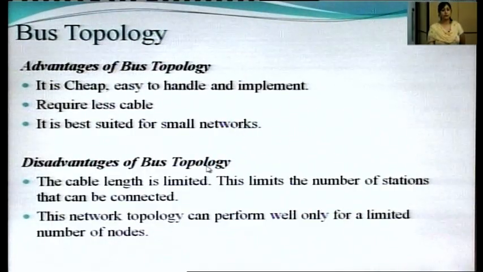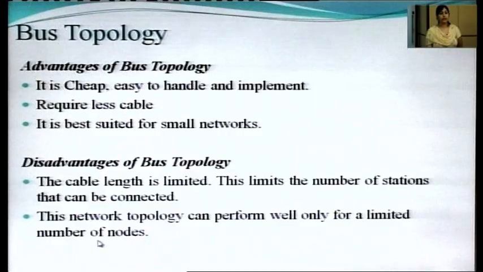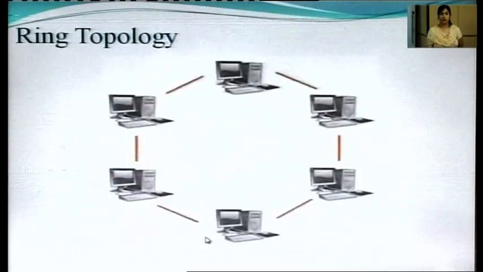Disadvantages of bus topology. Obviously, every topology has its own advantages and disadvantages. It depends upon the user which topology is used. A disadvantage of the bus topology is that the cable length is limited. This limits the number of stations that can be connected. Obviously, if the cable is very long, then it is very difficult to send the message from one computer to the last. It will take a long time for the message to travel. This network topology can perform well only for a limited number of nodes. If a limited number of nodes are there, the message will travel fast from one computer to another.